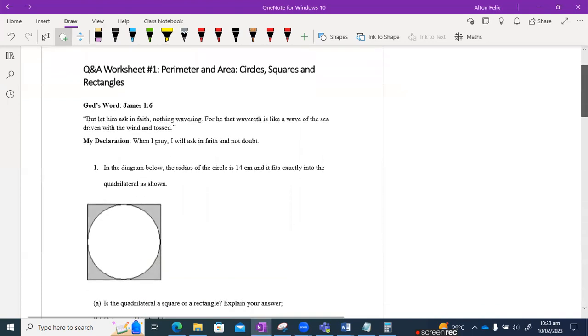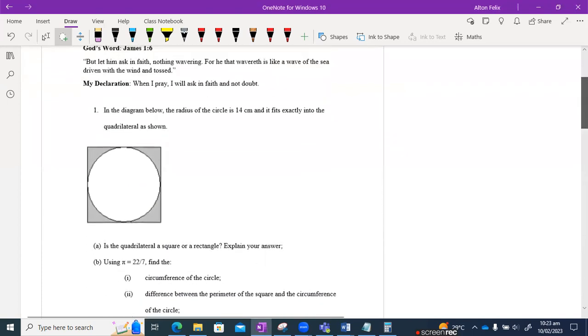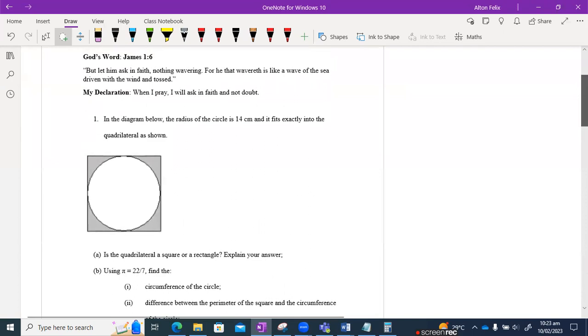Here we have a circle inside of a quadrilateral, a four-sided figure. And the question asks us, is the quadrilateral a square or rectangle? Remember, one of the properties of a circle is the diameter will be the same.